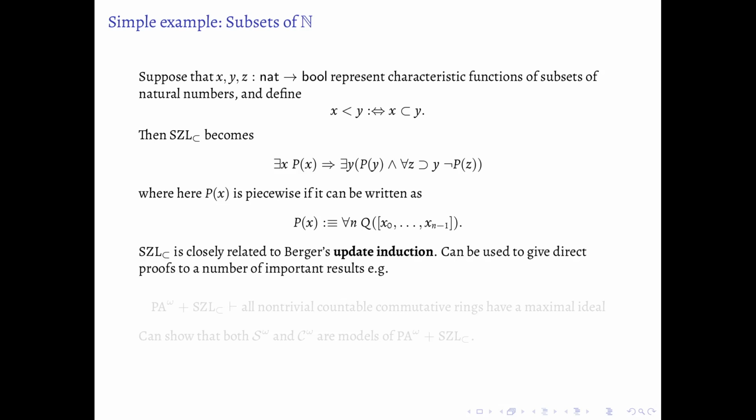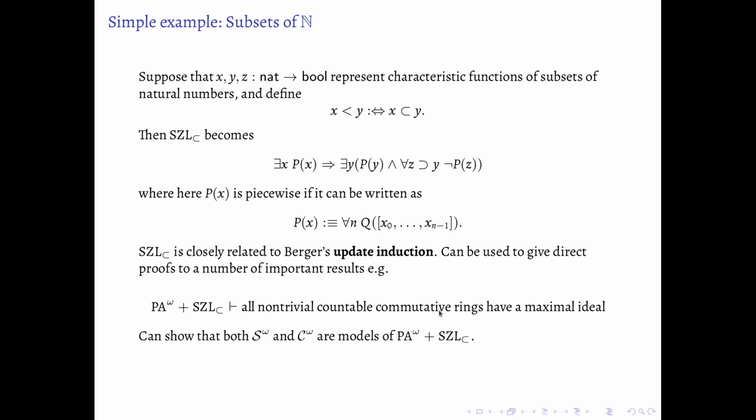So this specific instance of my syntactic Zorn's lemma is very closely related to Berger's update induction. And this is very useful because it can be used to give direct proofs of a number of important results. There's a very clean and simple proof in Peano arithmetic extended with this syntactic Zorn's lemma over the subset relation that all non-trivial countable commutative rings have a maximal ideal, and I've explored this in another paper. So even very weak, very specific forms of this syntactic Zorn's lemma can be used to prove in a concise and elegant way important mathematical facts that traditionally use Zorn's lemma.